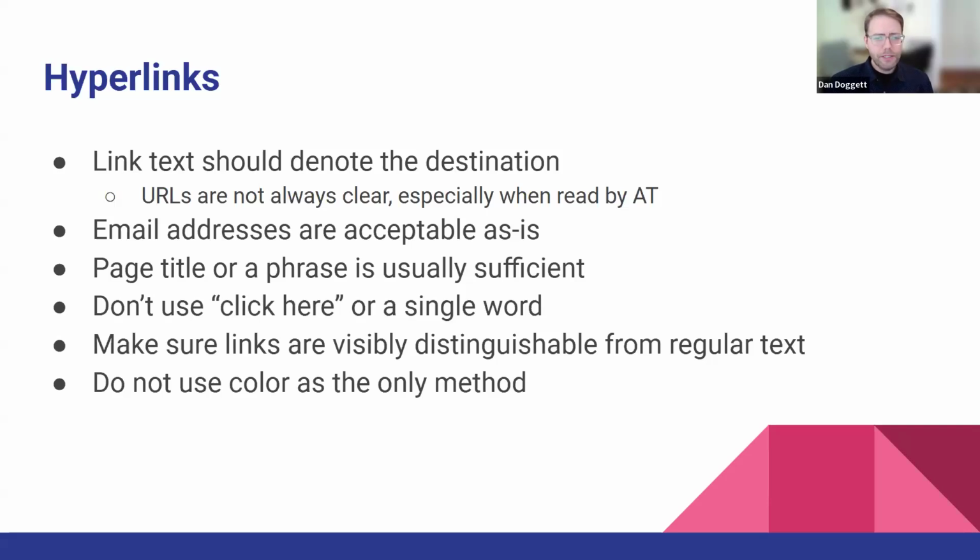You want to make sure that links are visibly distinguishable from regular text. Generally speaking, if you're working in email, most of the time, if you're creating a hyperlink, it will automatically make the text blue and underlined as well. So folks can visually see, okay, this is going to send me to a website. And last but not least, don't use color as the only method to indicate a link. Like I said, most email services do both a different color and underlined.